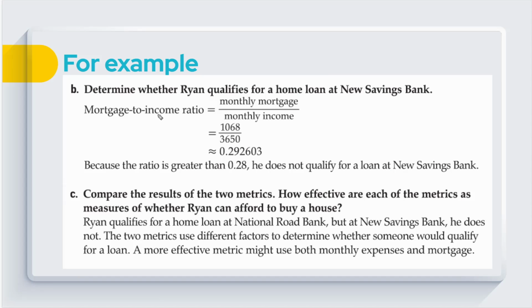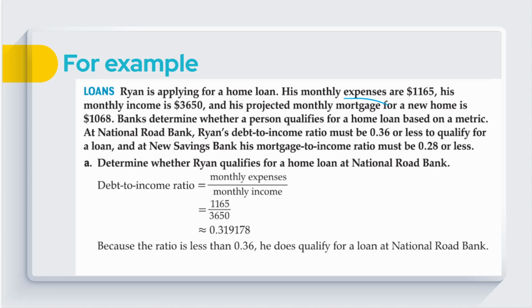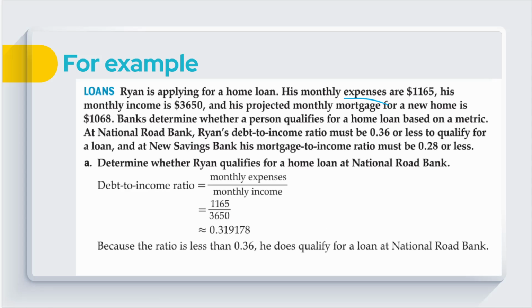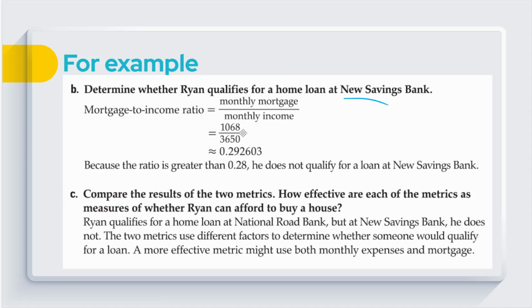So let's see if Ryan qualifies for a home loan at New Savings Bank. This is a different bank. So we take the same numbers, right? 1165? No, this time it's 1068. Oh, now we're looking at monthly mortgage right here. So now we're looking at the monthly mortgage over monthly income. So now it's 1068 over 3650.